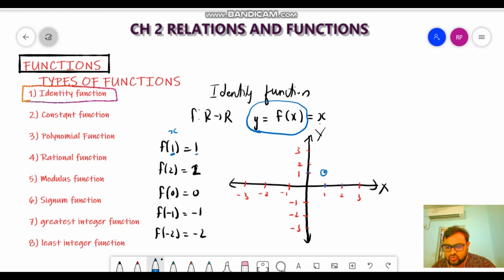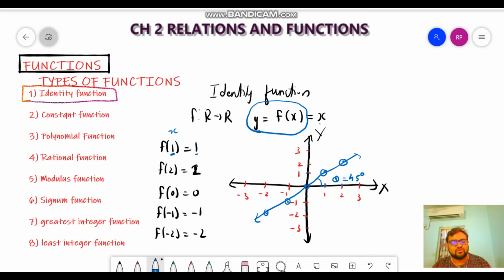When x is 2, y is 2, and this will be the point. When x is 0, y is 0. Minus 1, it's minus 1. Minus 2, it's minus 2. So I got a straight line. The identity function gives a straight line passing through the origin, and remember, it makes an angle theta equal to 45 degrees with the x-axis. This is the identity function. Clear?